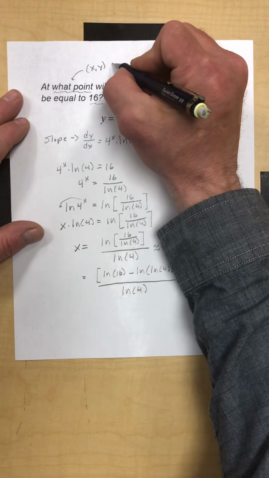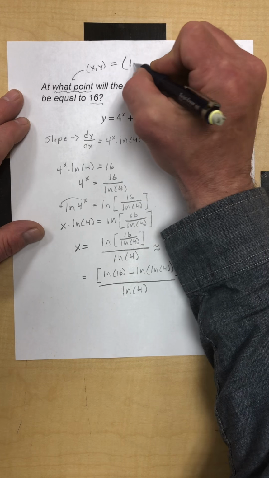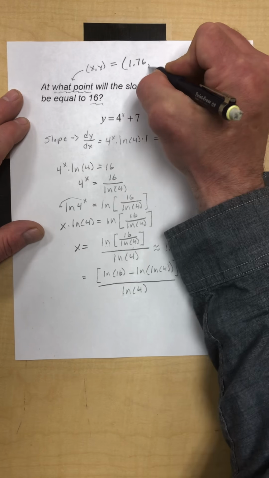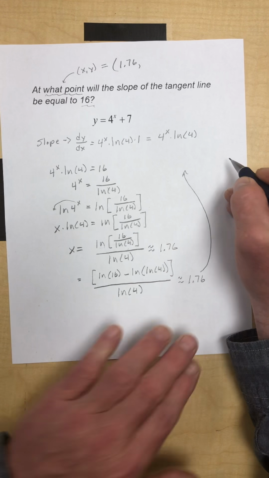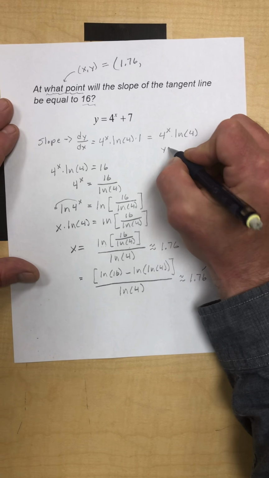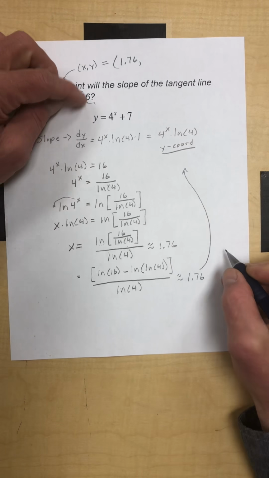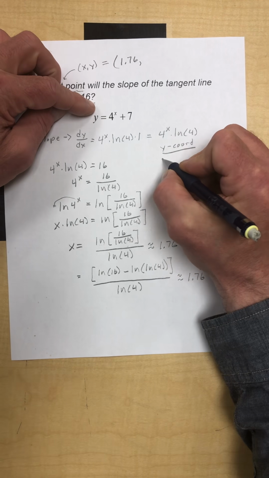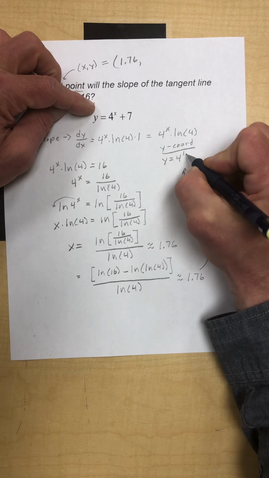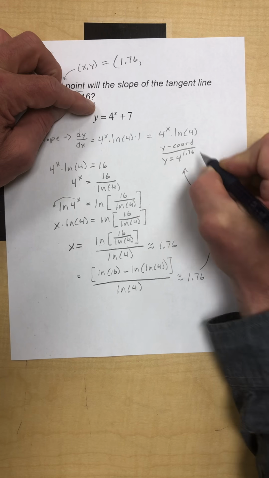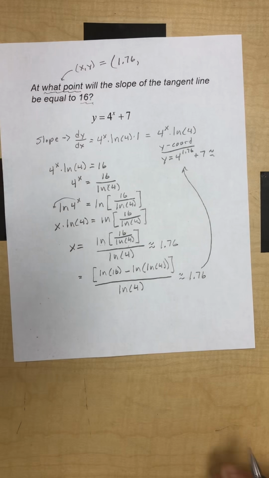So we know up here our x-coordinate is 1.76. So I've got to take that guy and find my y-coordinate. For my y-coordinate, I just go back to my original function. And we get y equals 4 to the power of 1.76 plus 7. And you just go into your calculator and punch that in.